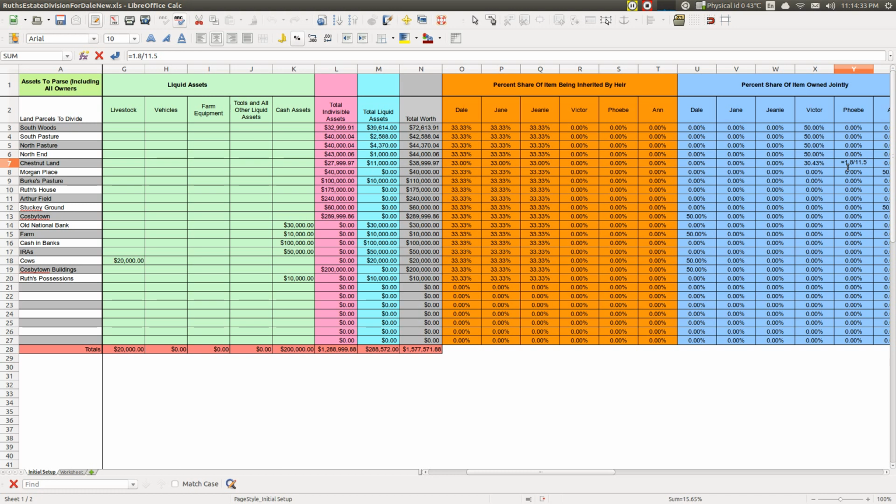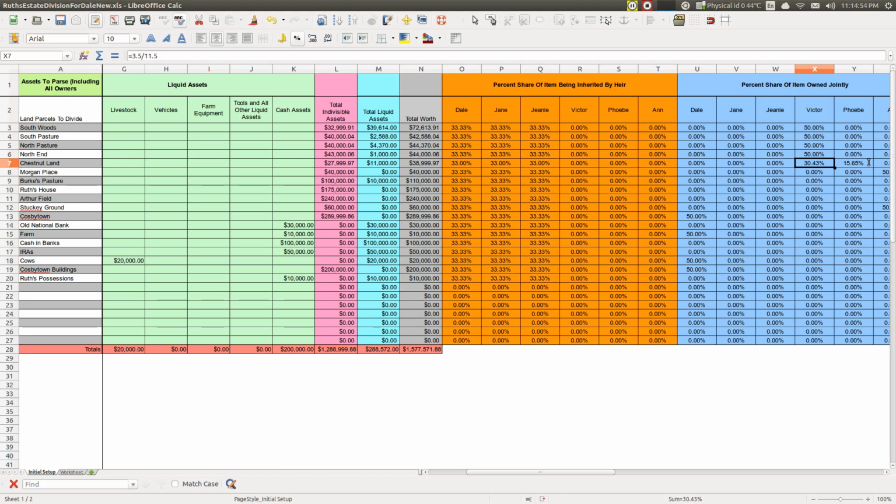And what I did is Phoebe owns 1.8 acres out of 11.5. And you can type it in: equals 1.8 divided by 11.5. And it will return the correct percent to 8 decimal points, which is close enough for our application.